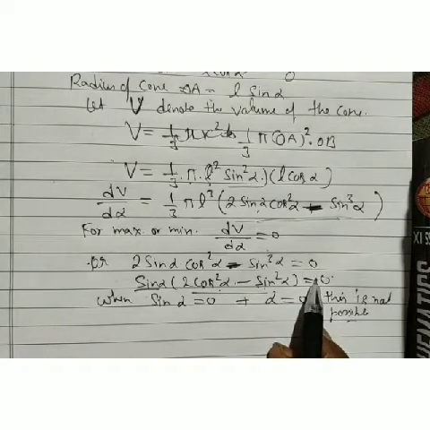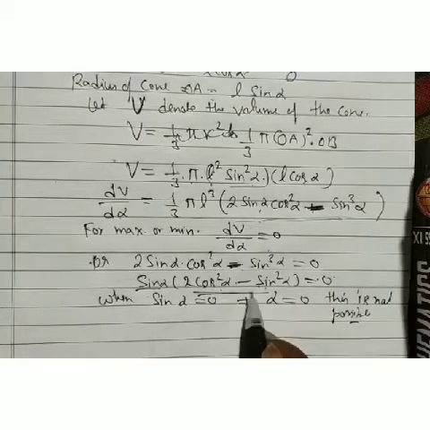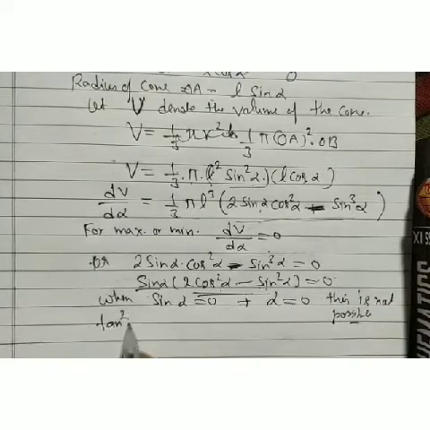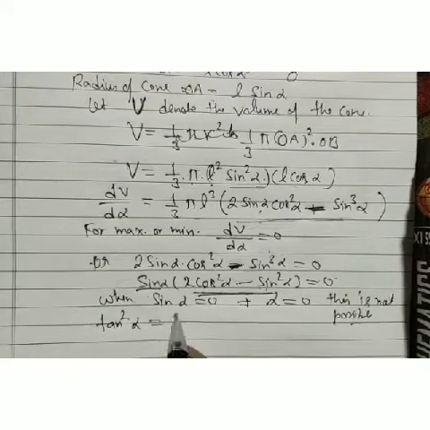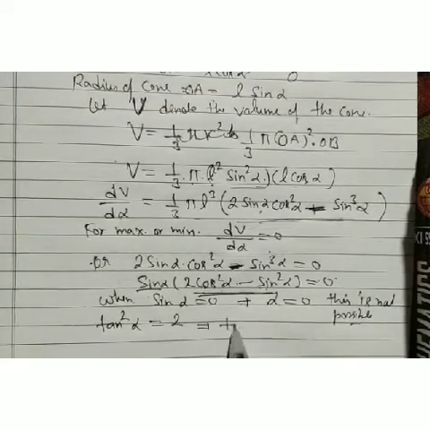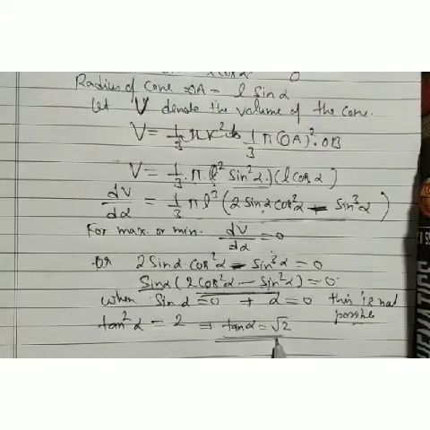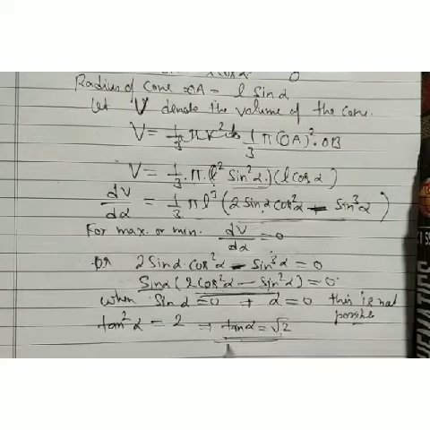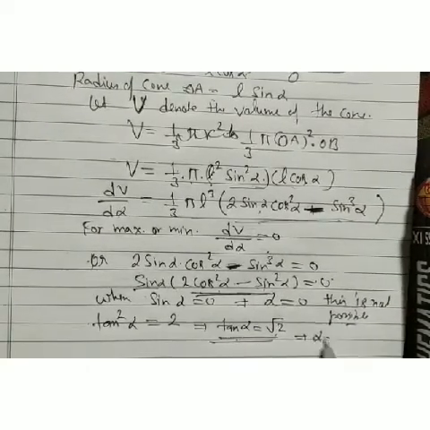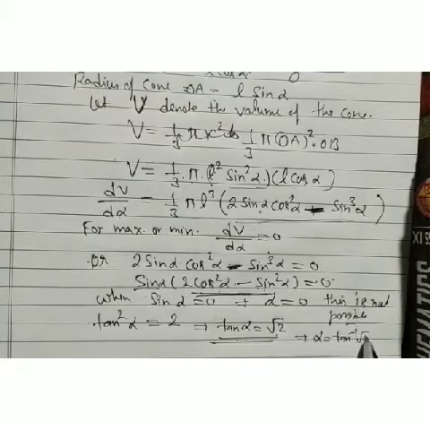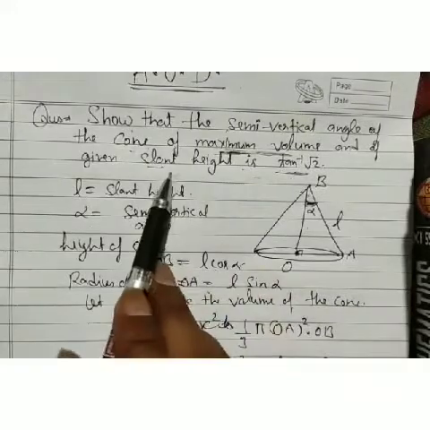Dividing both sides by cos square alpha, what do we get? We get tan square alpha equal to 2. This implies tan alpha is equal to under root 2. This is our critical point there. Or we can also take alpha equal to tan inverse root 2. But our work is not complete there.